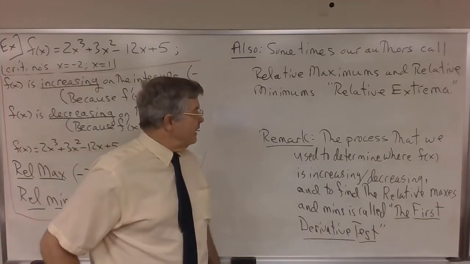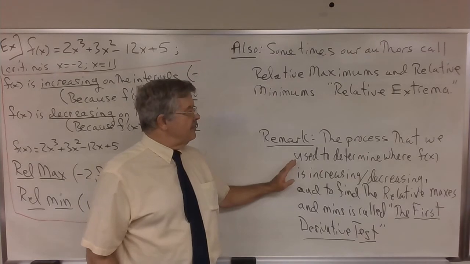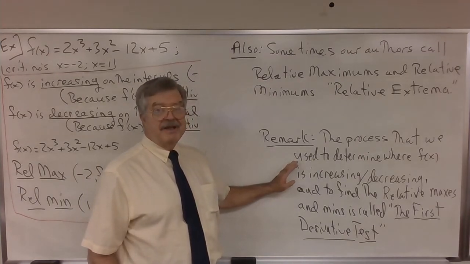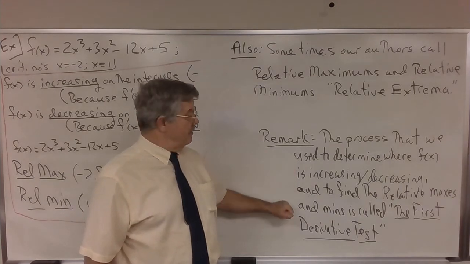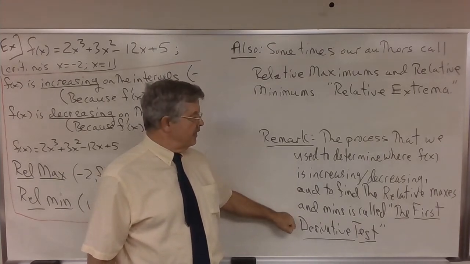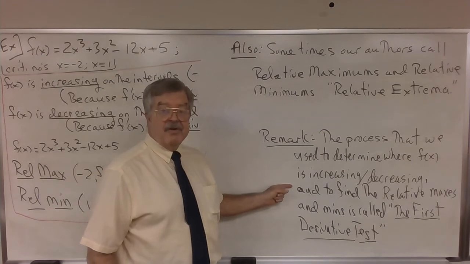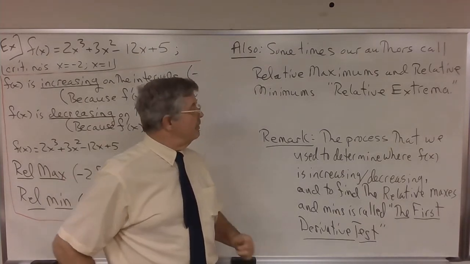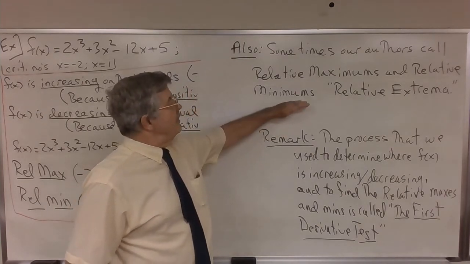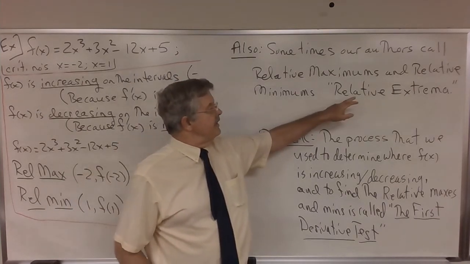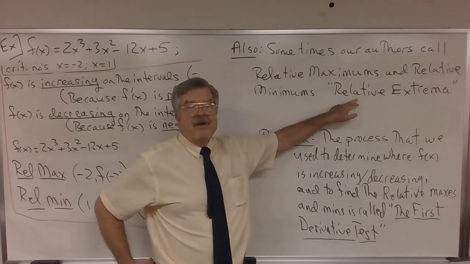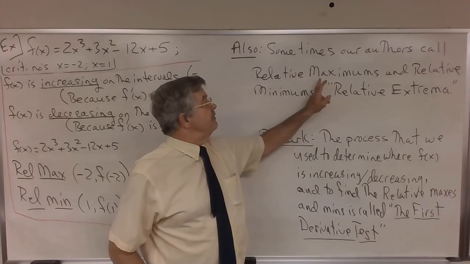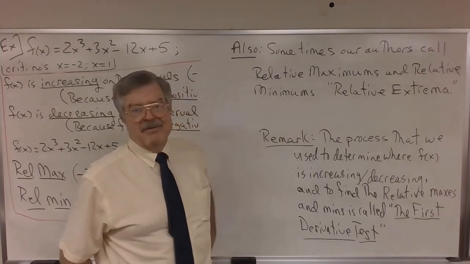But two things. The process that we use to determine where the function f of x is increasing and decreasing and where the relative maximums and minimums were, that process is called the first derivative test. That's what we just did in this example. And also, when the authors refer to something as relative extrema, or they tell us to find relative extrema, they're telling us to find the relative maximums and the relative minimums.